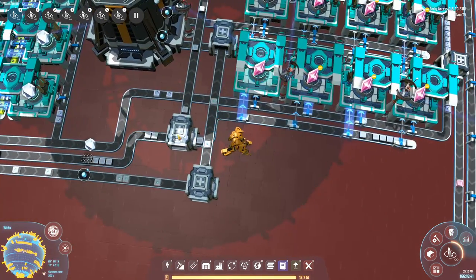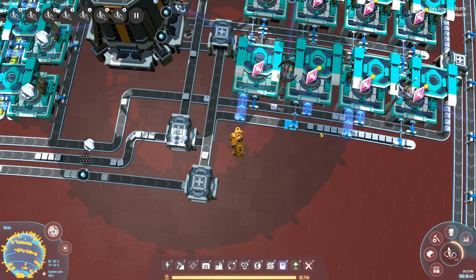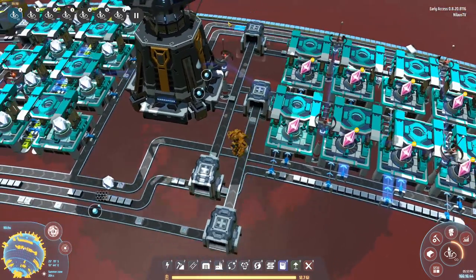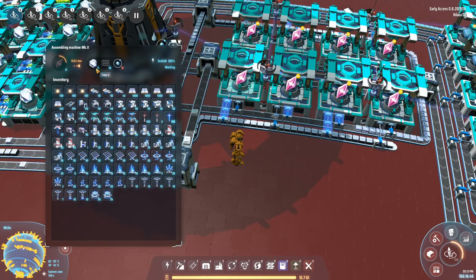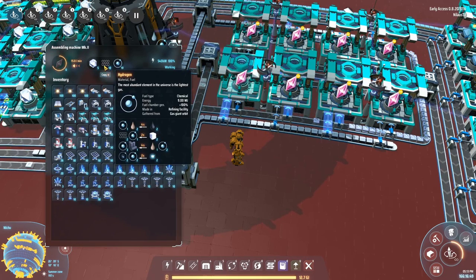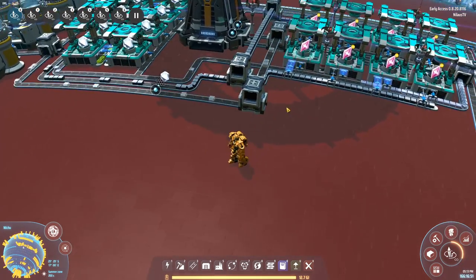So graphene, and then I have to take it up a level, as well it goes in on this side and goes over, smoothly over on the other side, so we can feed the Casimir crystals with a lot of graphene. Then the second one is the hydrogen.